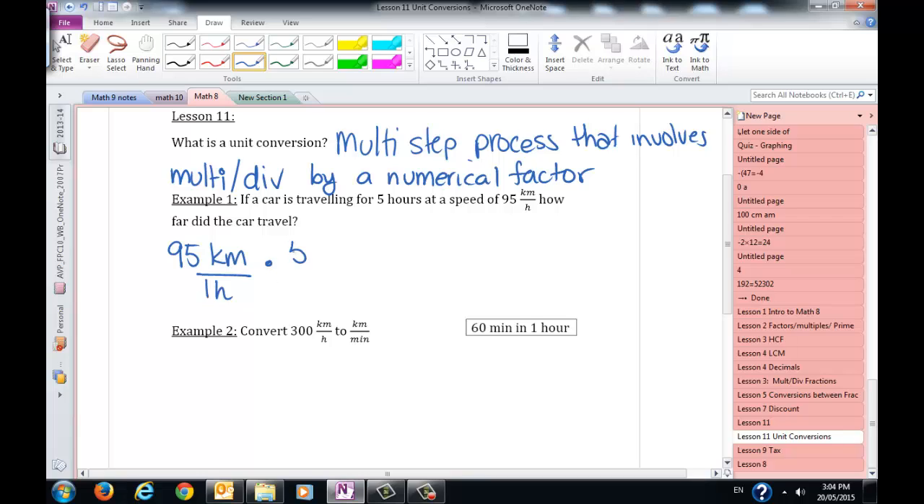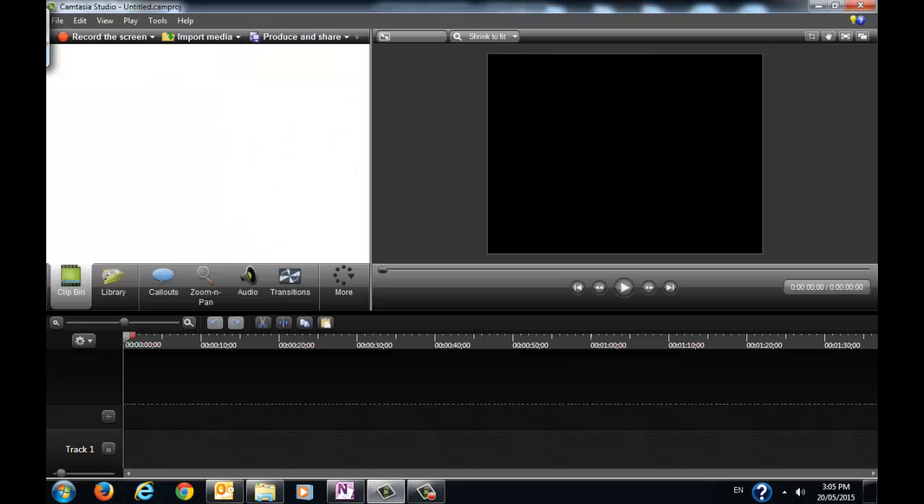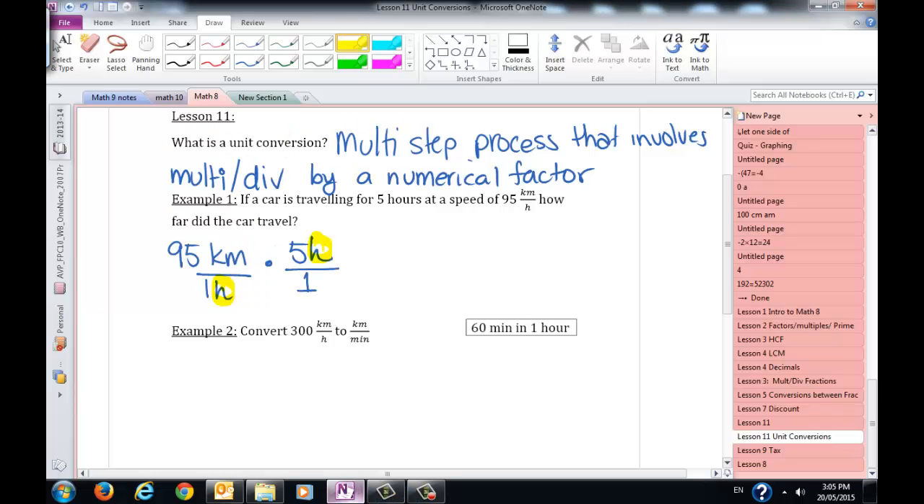Now notice if I multiply this by 5 hours, this is the same thing as 5 hours divided by 1. I'm allowed to always divide by 1. And the units, just like if you had 5 divided by 5, you would say, okay, well 5 divided by 5 equals 1, or 10 divided by 10 equals 1. A unit divided by itself is also equal to 1. So an hour divided by an hour is equal to 1.